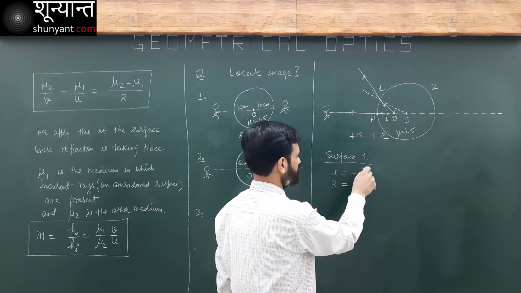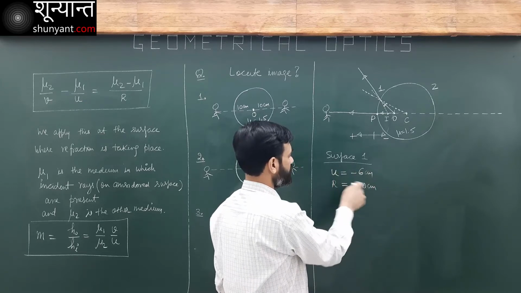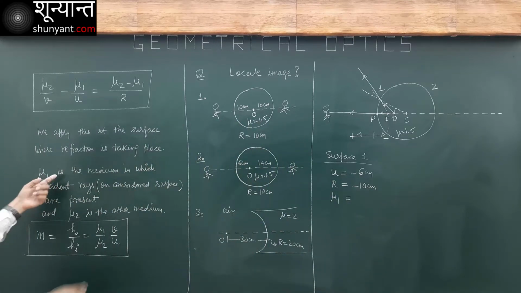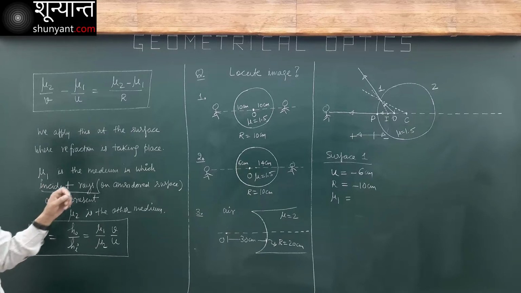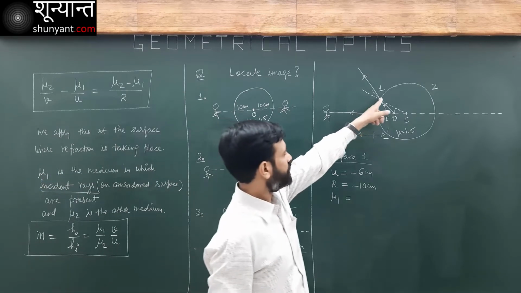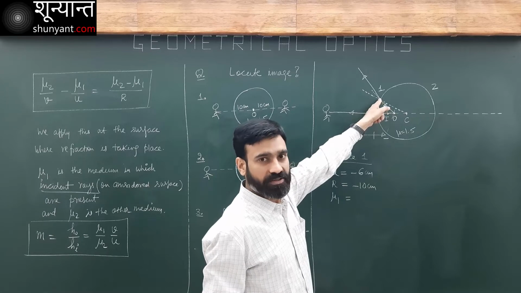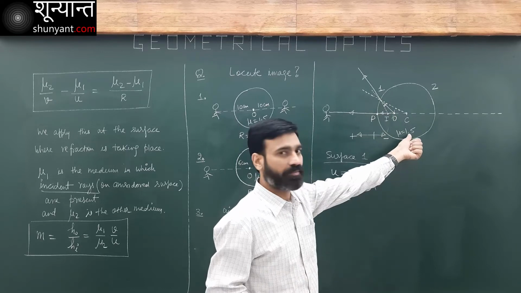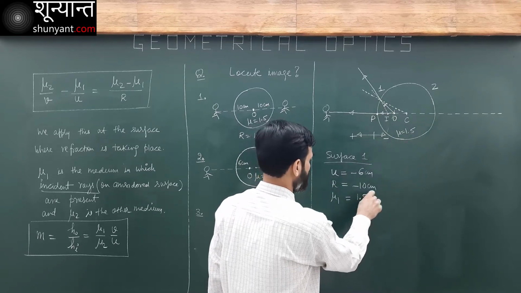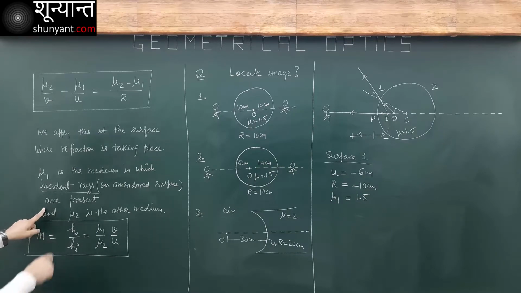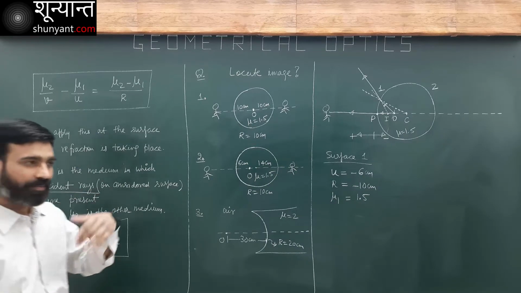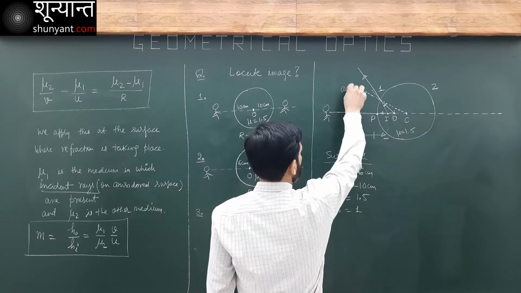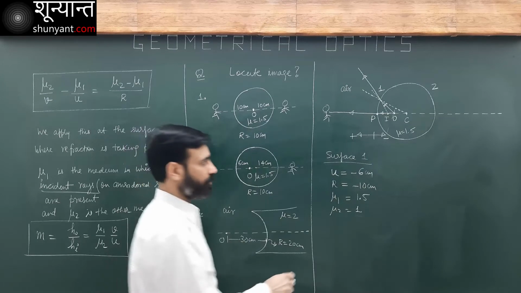So this u is minus 6, R is minus 10. What is mu1? It is the medium in which the incident ray on this considered surface is present. Refraction is happening here. Which is the incident ray? This is the incident ray. It is present in this medium here, so it is going to be equal to 1.5. And mu2 is the other medium, so mu2 becomes equal to 1. It is air here. And that's it, we have to apply the formula.